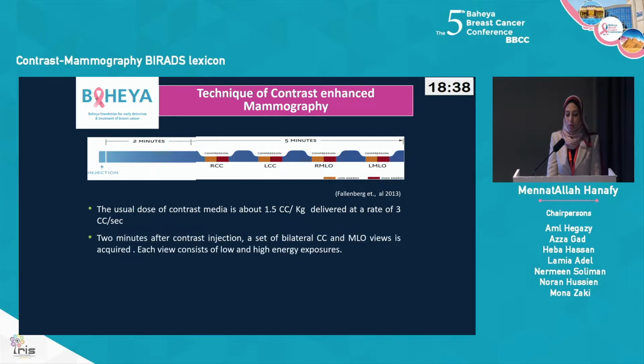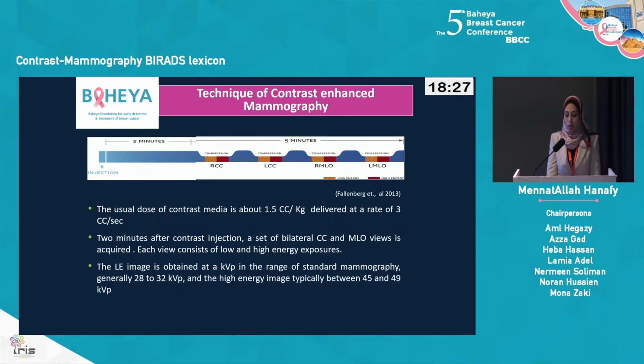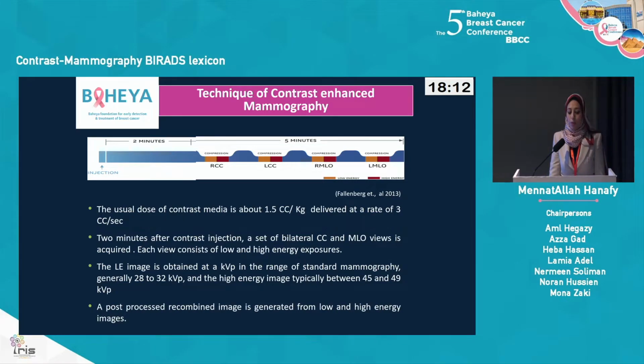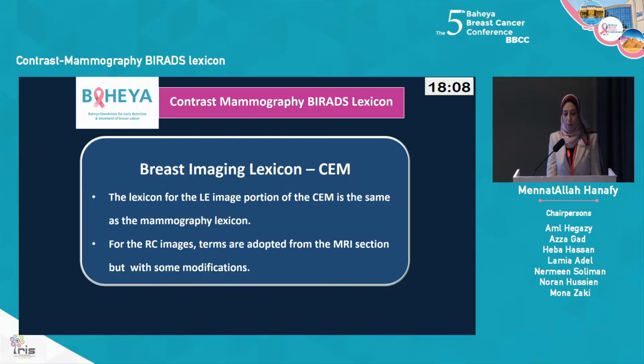Two minutes after contrast injection, a set of bilateral CC and MLO views is acquired. Each view consists of low and high energy exposure. The low energy image is obtained at a kilovoltage in the range of standard mammography, generally 28 to 32 kilovolts, and the high energy image typically between 45 and 49 kilovolts. A post-processed recombined image is generated from the low and high energy images.